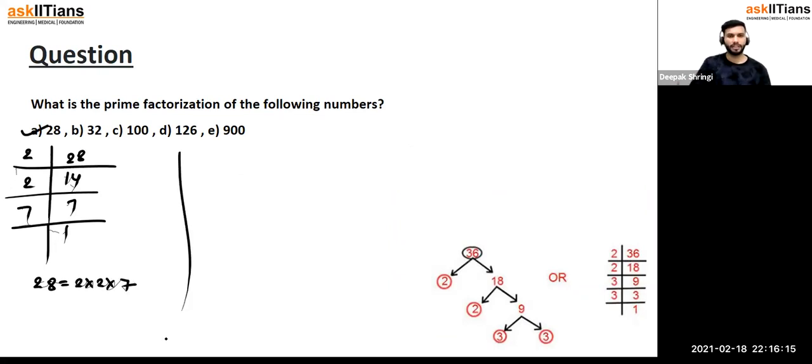Got that? Okay, I'll tell you one more, and the rest will be your homework. I'll give you 126. So now 126 you can divide by 2.